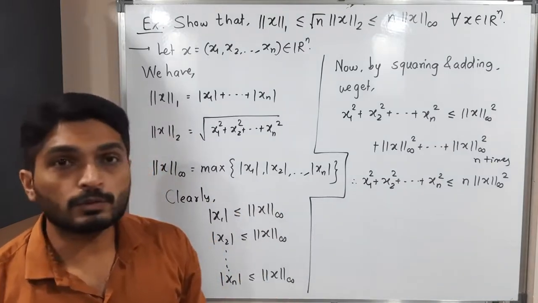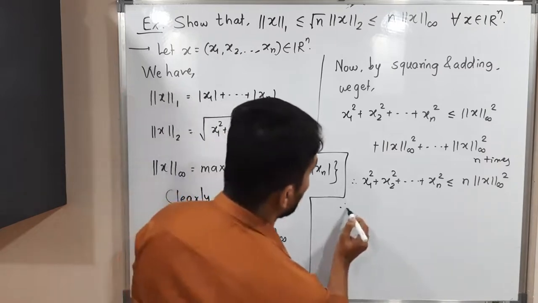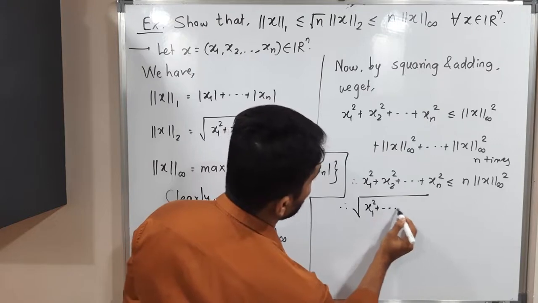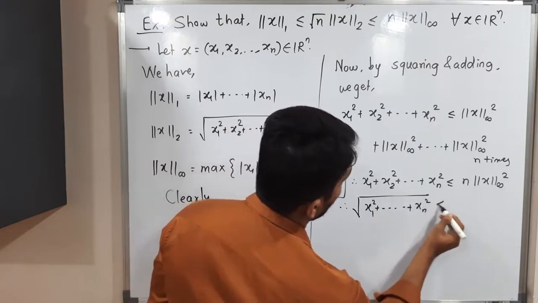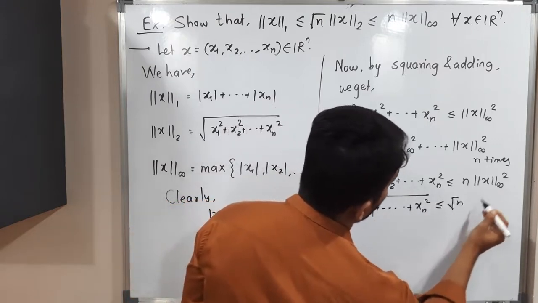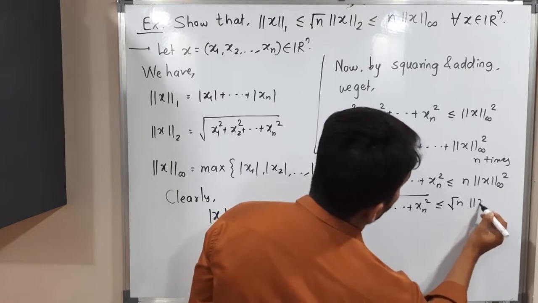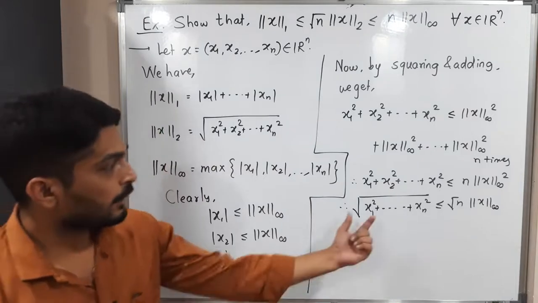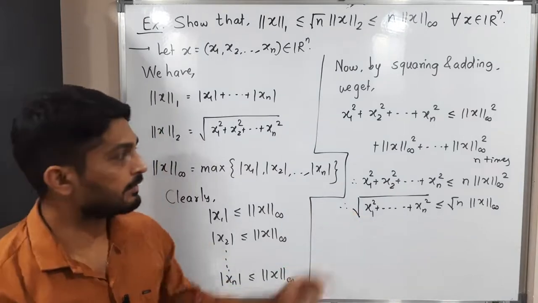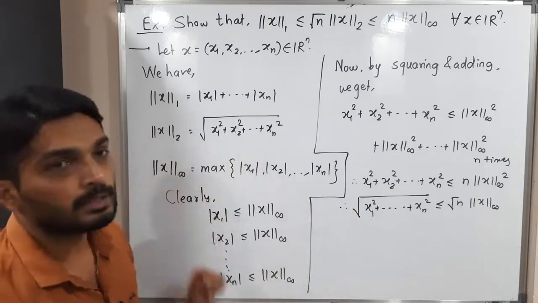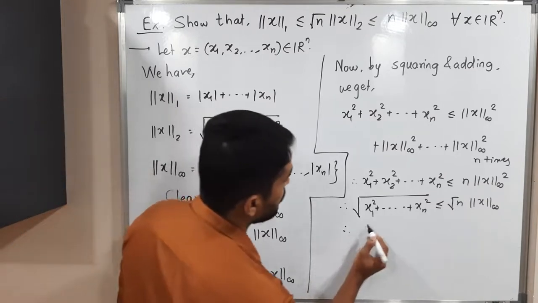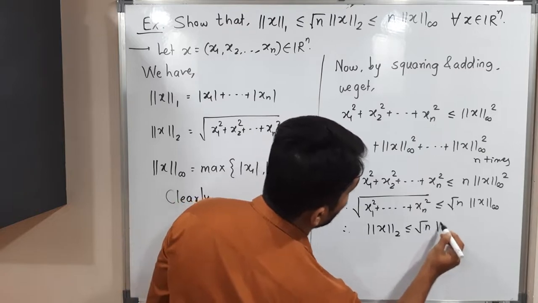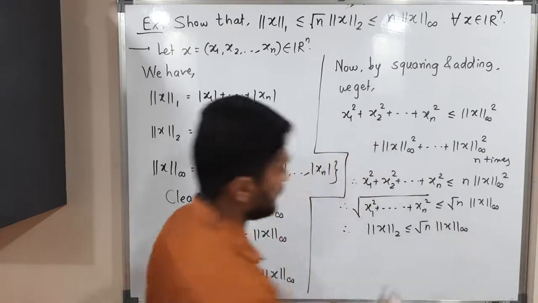We will take the positive square root of both sides, so square root of x1 square plus x2 square and so on xn square is less than or equal to root n times norm x infinity, since square and square root get cancelled. Are you familiar with this? This left hand side we have already seen, that is nothing but norm x2. So norm x2 is less than or equal to root n norm x infinity.